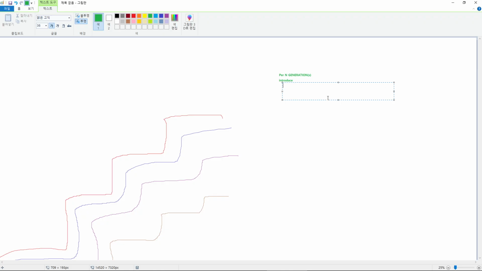Introduce either void chromosomes or void entities, or introduce randomly generated chromosomes. Again, chromosomes. Yeah.